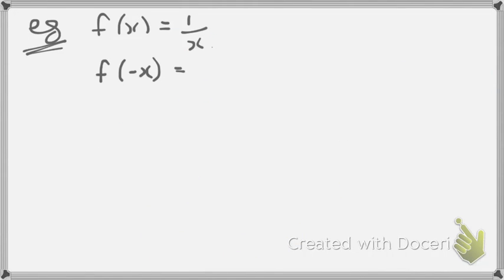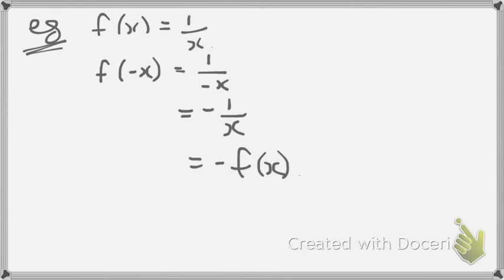So in this case, f of minus x equals 1 on minus x, and I can pull the minus sign out the front, and that is negative f of x. So therefore, it is odd, rather than even, or in many cases, neither odd nor even.